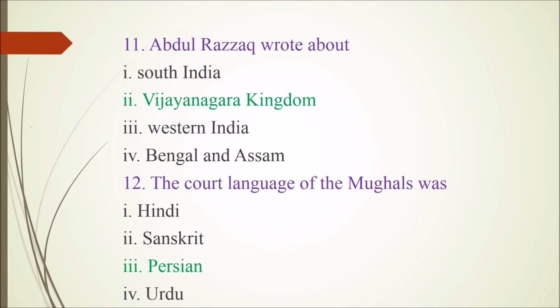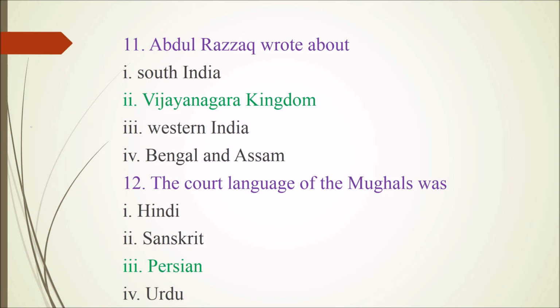Question number 7. Abdul Razak wrote about option number 1 South India, option number 2 Vijayanagara Kingdom, option number 3 Western India, option number 4 Bengal and Assam. So the answer is option number 2 Vijayanagara Kingdom.